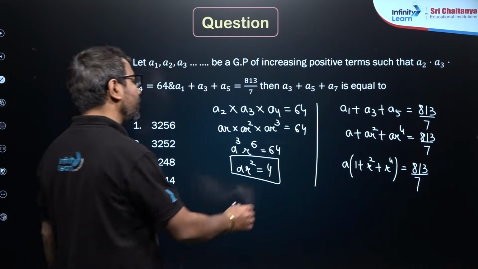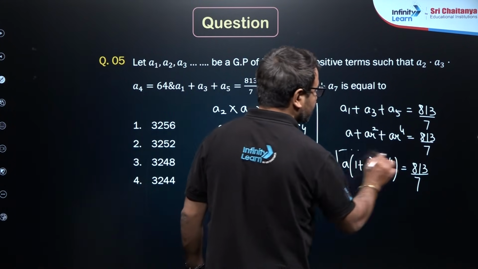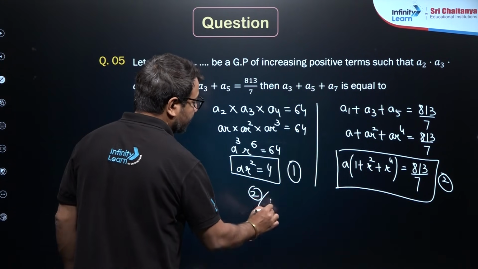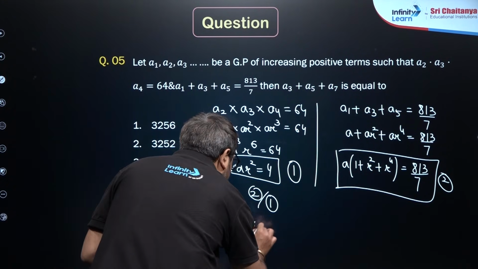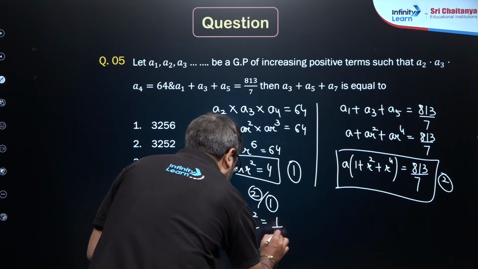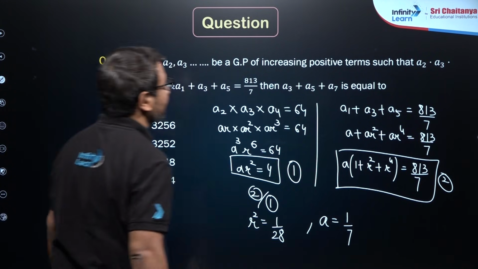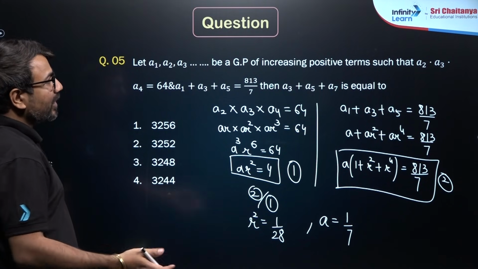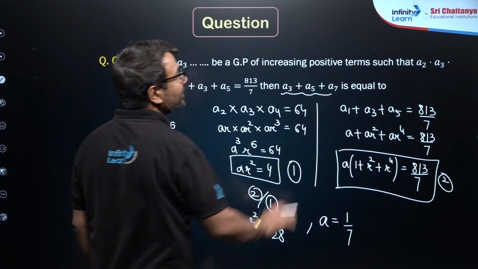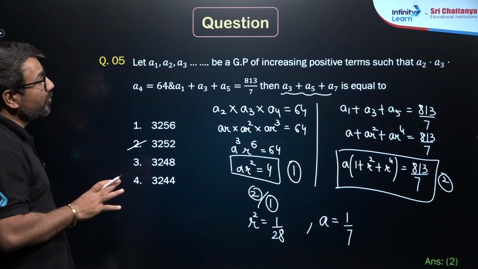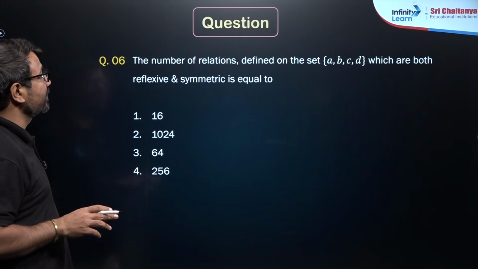So you have the two equations. This is first one, this is second one. And you divide the second equation by first equation, you will have the value of R square as 1 upon 28 and the value of A as 1 upon 7. Once you have A and R value, you will substitute to get A3, A5 and A7, and you will be able to get the second option. I hope everyone in the class is able to understand this.